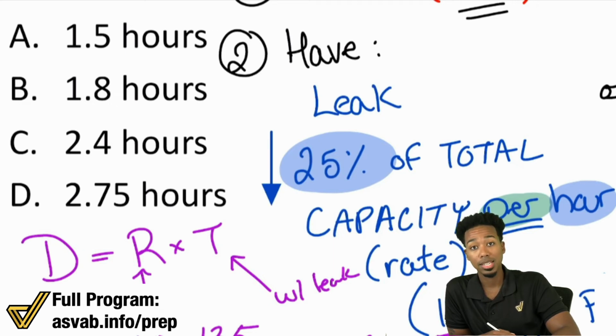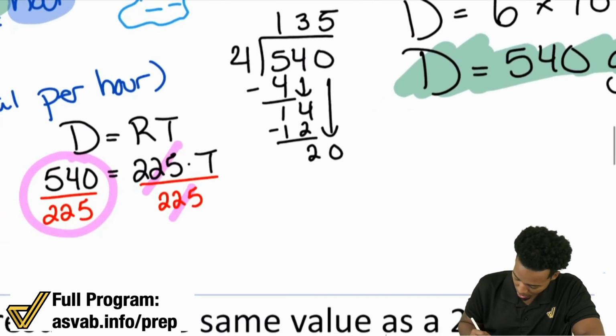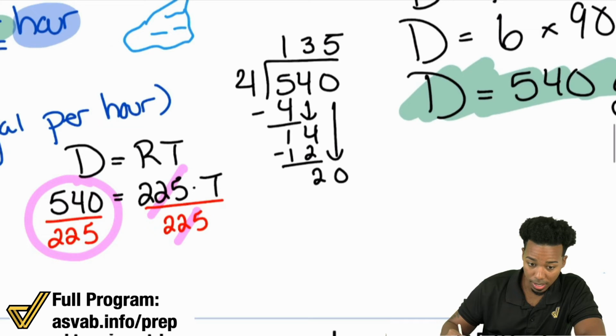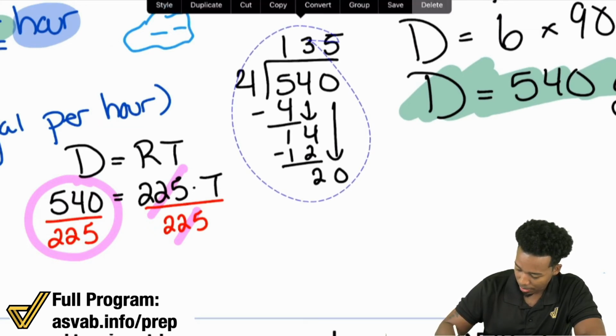So with that said, let's go ahead and divide and see if we can eliminate choices as we go along. So here we go. 225, I'm going to write this over here. I'm going to give myself a little more room by deleting this.